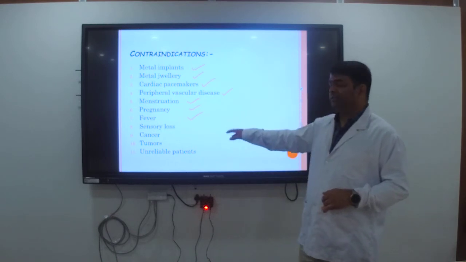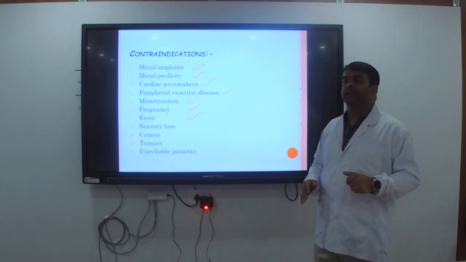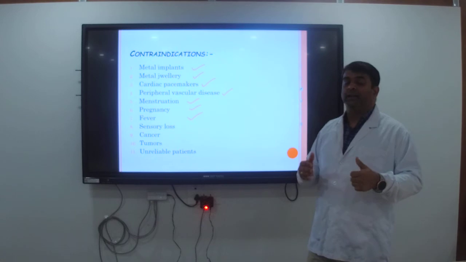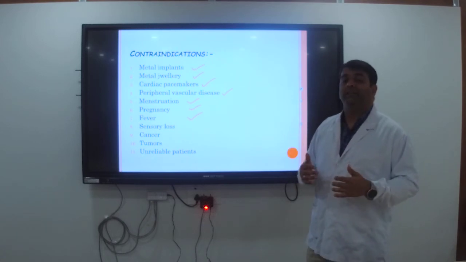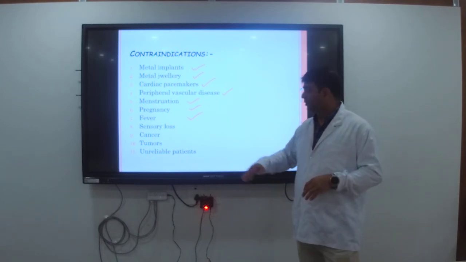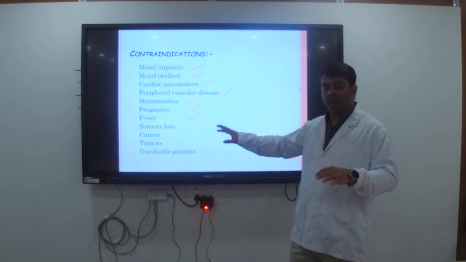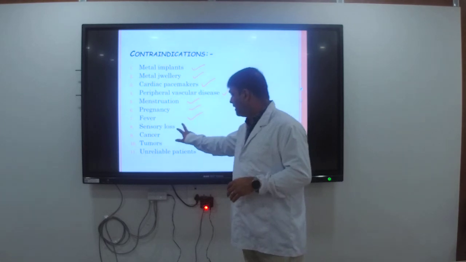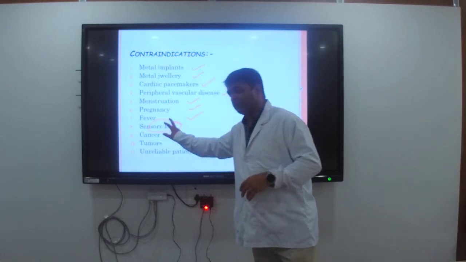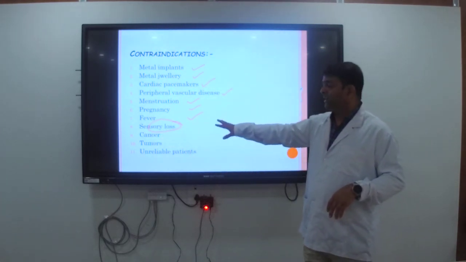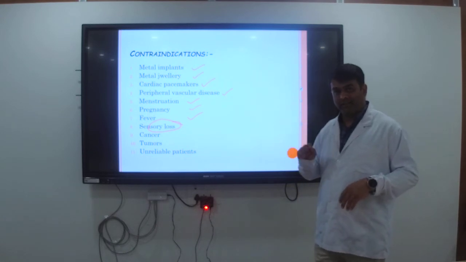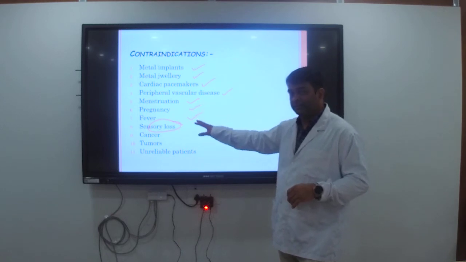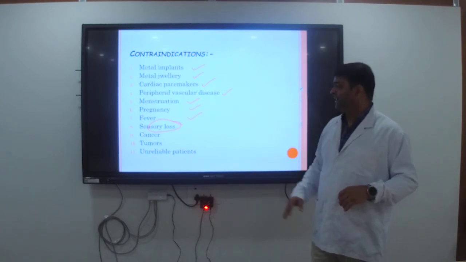Sensory loss. What is sensory loss? For example, in a patient with diabetic neuropathy, where the skin sensations are already reduced, you should not give SWD to patients who are highly diabetic. You should check this very firmly. You should check the sensory integration, and only then start with the treatment.